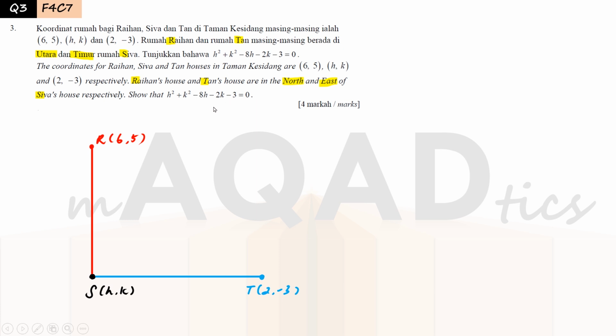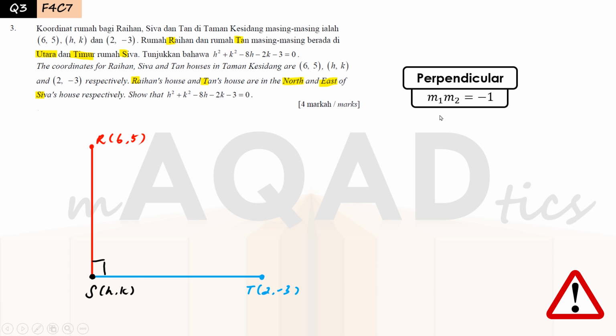Okay, so from this diagram here, we need to show this equation. This diagram tells us one thing, which is these two lines are actually perpendicular to each other. So we can use the perpendicular equation to help us. It means that we are going to multiply the two gradients of these two lines and equal to -1 to prove this equation. To find the gradients, we can just use the gradient formula.